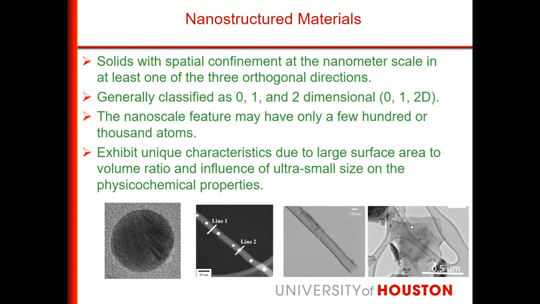And the other is a nanotube. Nanotube is sometimes called a quasi one-dimensional material because of the circular shape, the hollow circular shape, which is different from the nanowire. But generally, these are one-dimensional nanomaterials.